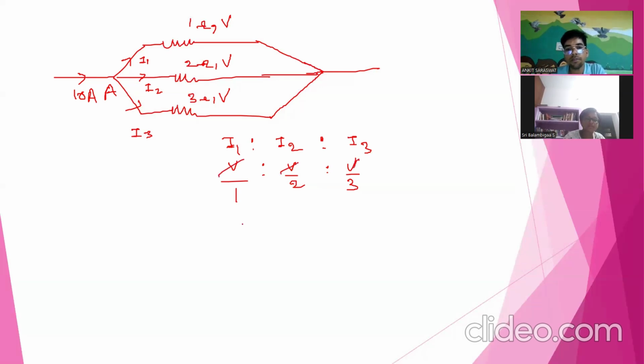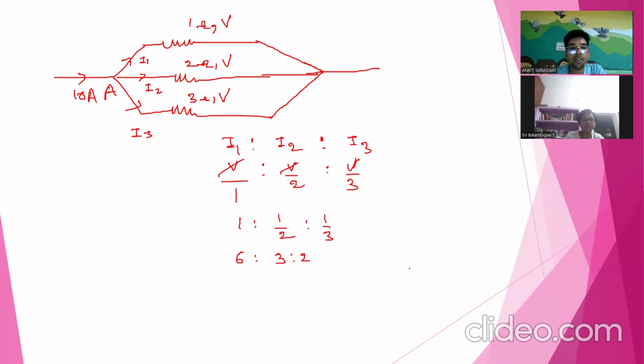Can I do like this? It will be 1 ratio 1 by 2 ratio 1 by 3. If I take the LCM of 3 and 2, what is it? 6. Can I write like this? 6 ratio 3 ratio 2. Any doubt? No, sir. Then the ratio of current will be 6 ratio 3 ratio 2. You need to divide the total current in 6 part, 3 part and 2 part.